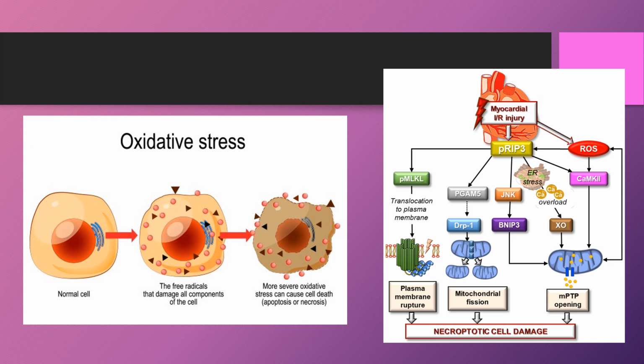This is the example of that injury repair mechanism within the myocardium. And this is showing you the normal cell undergoing oxidative stress and the free radicals that damage all the cell components, and then eventually severe oxidative stress will lead to cell death and apoptosis or necrosis. And then this diagram over here to the right is showing you that mechanism with the stress that occurs in overload, and how there are a couple different pathways that can lead to cell damage or cell necrosis.